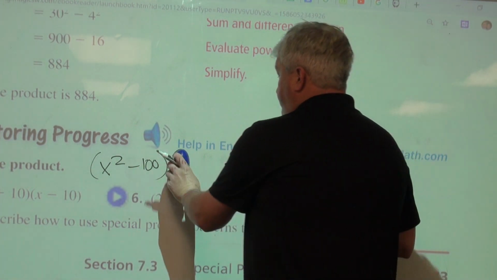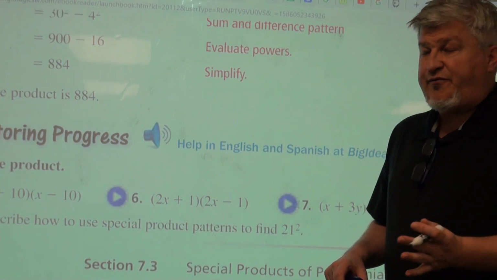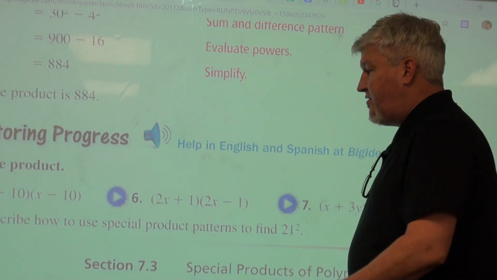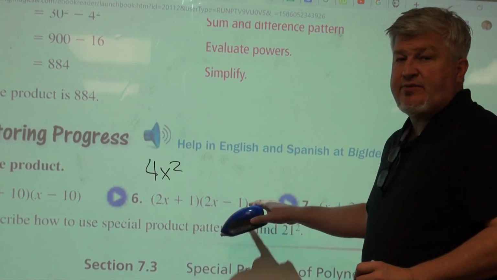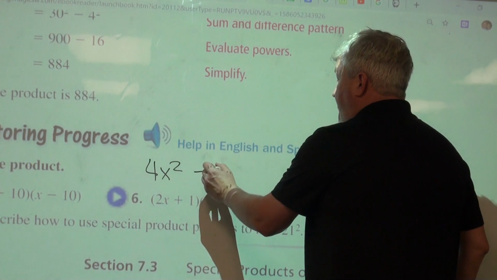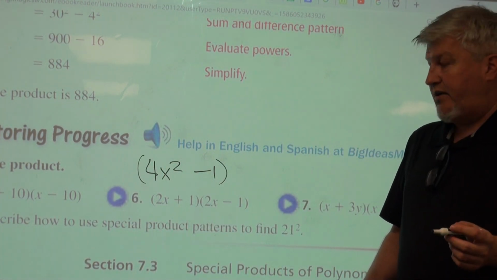Number 6, you have 2x plus 1 times 2x minus 1. Multiply the first two terms. 2x times 2x is 4x squared. Plus 1 times negative 1 is negative 1. Final answer is 4x squared minus 1.